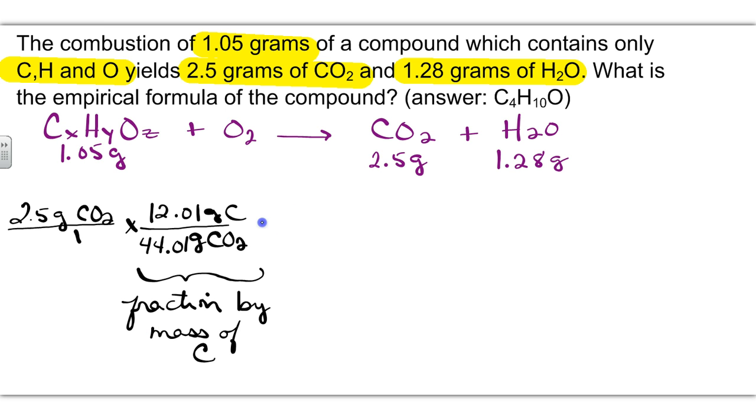Now that I've done this, we can calculate 2.5 divided by 44.01 times 12.01, which gets us 0.682 grams of carbon. We're now going to take the grams of carbon that were produced divided by the grams of my entire initial compound, which is 1.05 grams, times 100 to get the percentage that would be carbon, which is 64.97%.